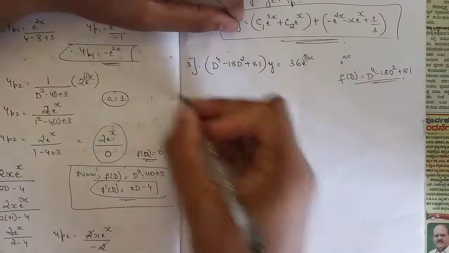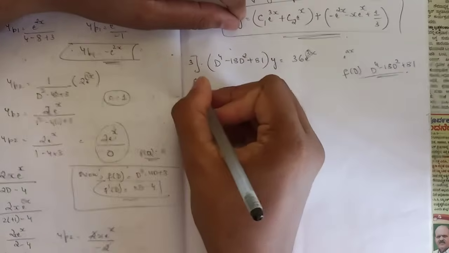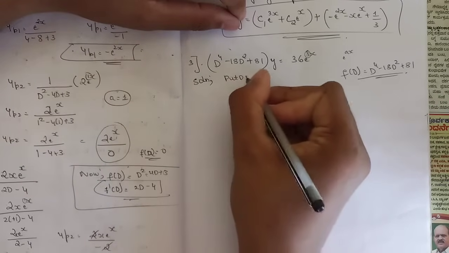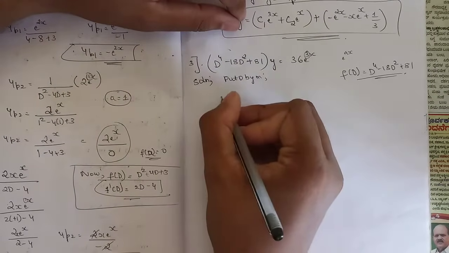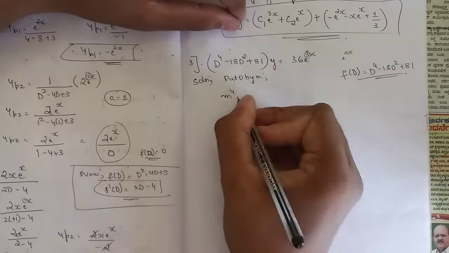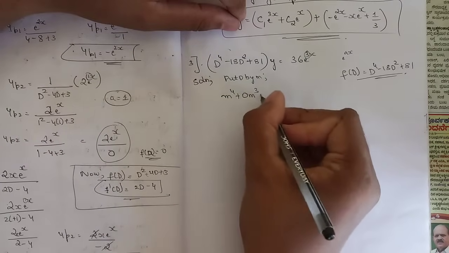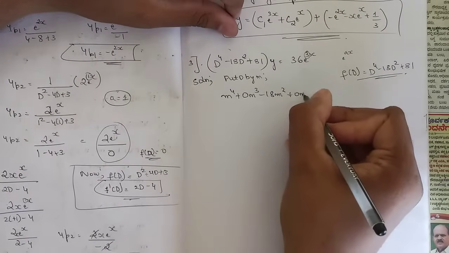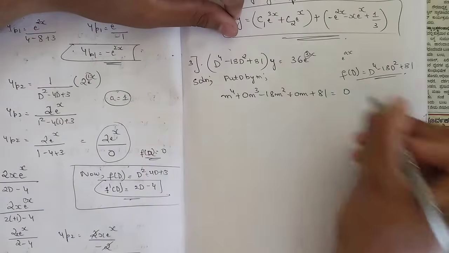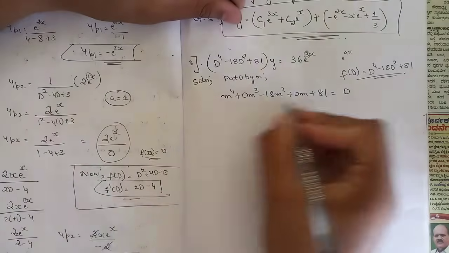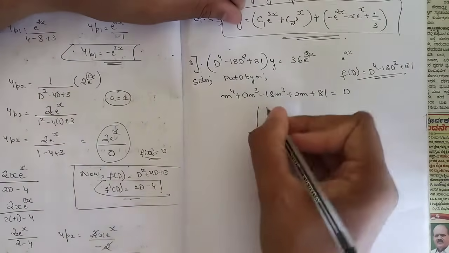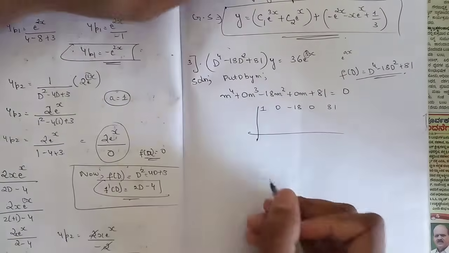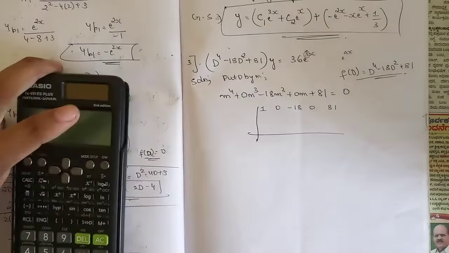So the first method remains the same. First we need to find the complementary function, replace D by m, that is m⁴. The cube term is missing, so I'll write 0m³ − 18m², again the m term is missing, plus 0m plus 81 equal to 0. So here again we need to apply synthetic division twice. Write the coefficients 1, 0, −18, 0, 81, and we need to find the first root.